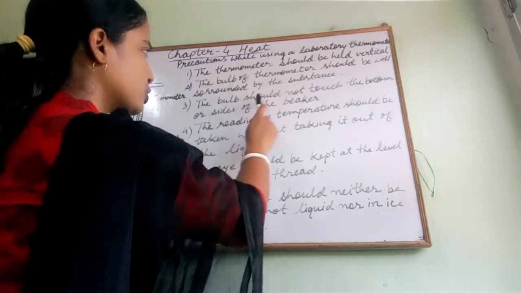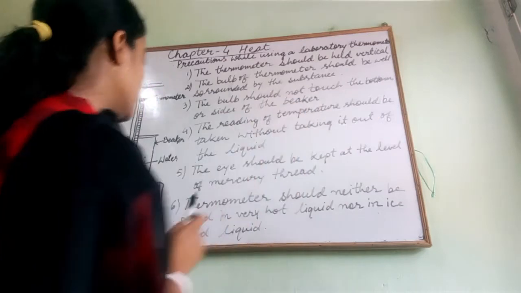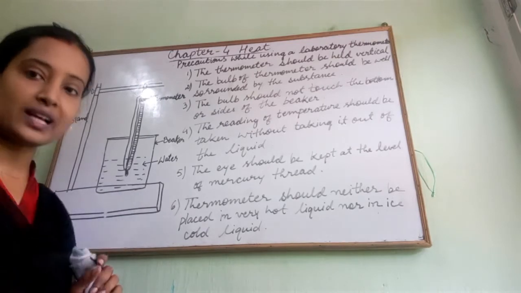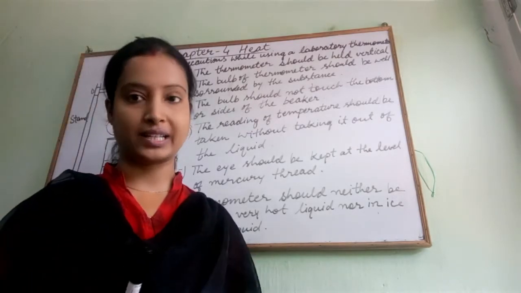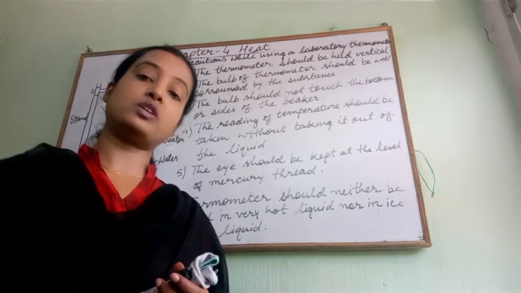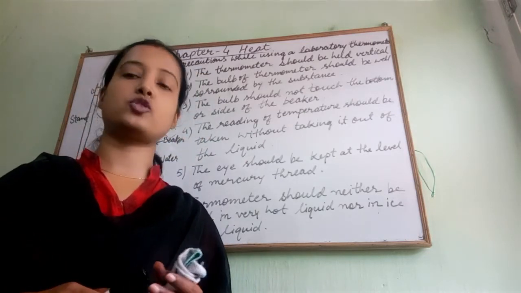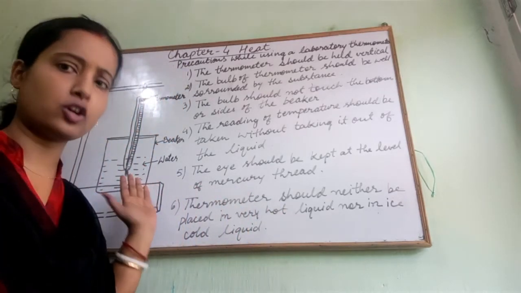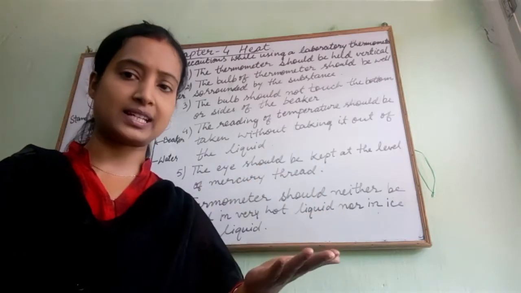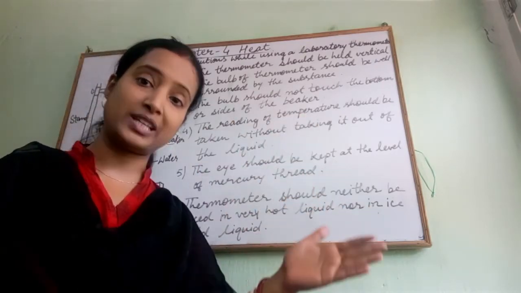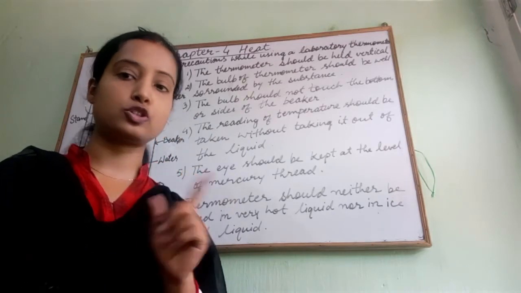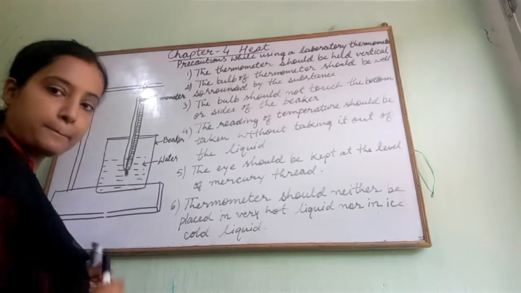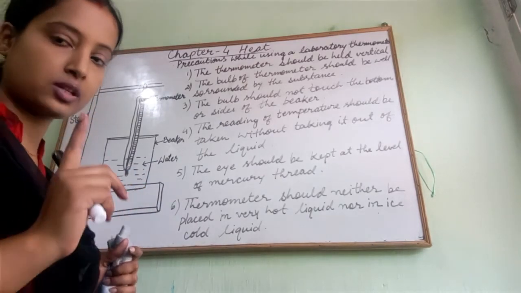Now, the third is, the bulb should not touch the bottom or side of the beaker. Otherwise, the temperature of the beaker also can be counted in that. Okay, the temperature which we measure will be improper, because along with the water temperature or any substance temperature which we are going to measure, the beaker temperature would also be added. So the bulb of the thermometer should not touch the bottom or the side of the beaker. Okay, this is the third precaution.